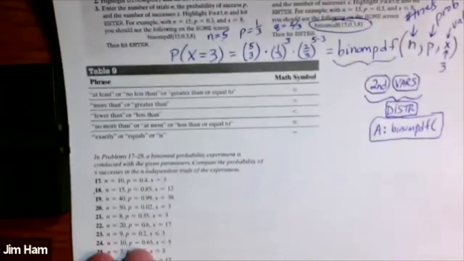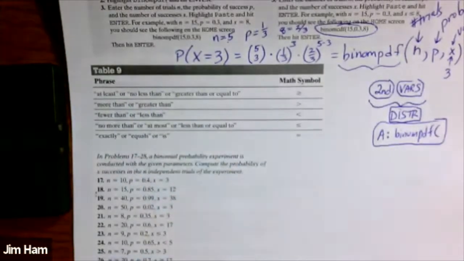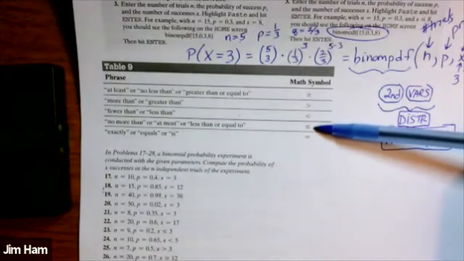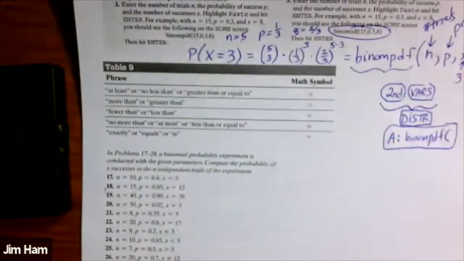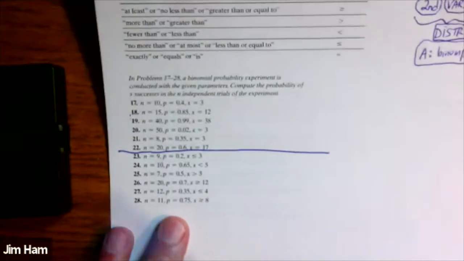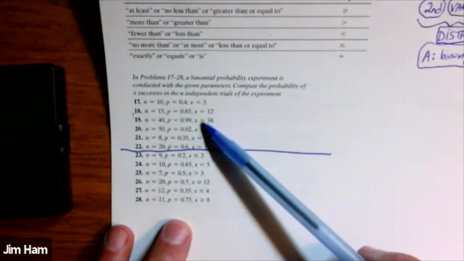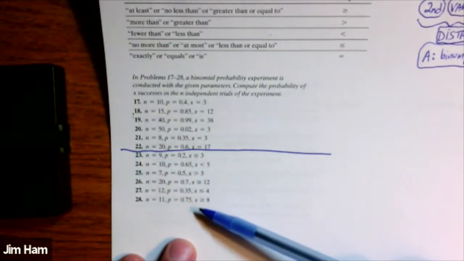You're going to be calculating binomials using these phrases here: fewer than, no more than, at least. It tells you which math inequality symbol to use for these different phrases. So this is more of a reminder than anything else. All right, now let's take a look at some examples. They give us the three things that we need: the n, the p, and the x. And notice here it's x equals a specific number. And then down here you have the inequality symbols.